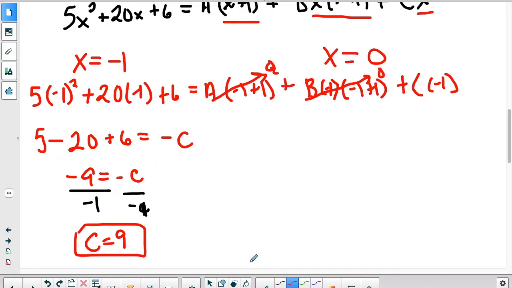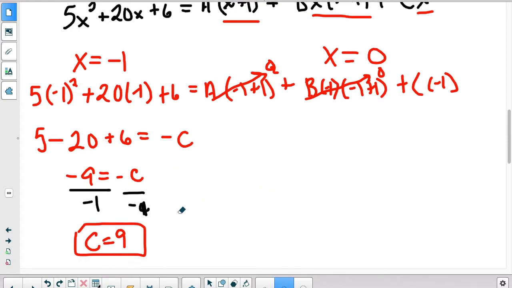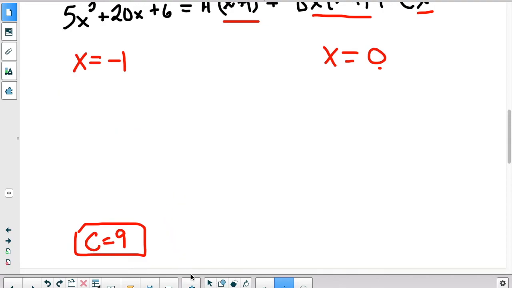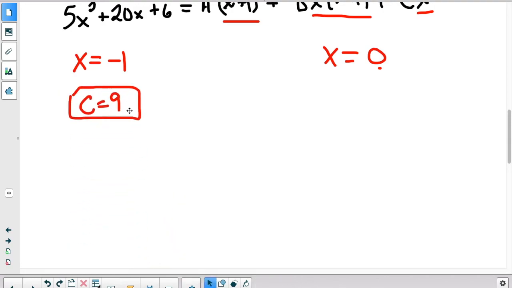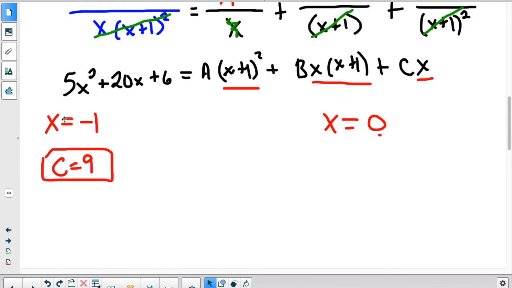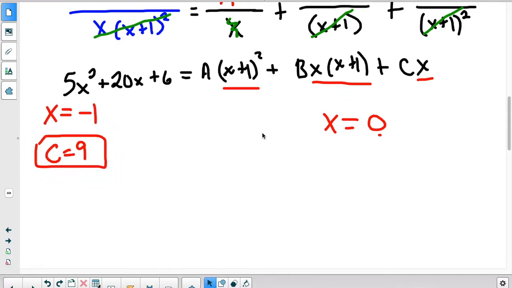And so we've solved for one of the values, our letters, and we found c is equal to 9. Now at this point here, I'm going to erase all this here except for what c is, because we're going to need space to do the other one. So we plugged in negative 1, we got c is equal to 9. Now at this point here, I'm going to use this for our next one here, because I know what the value of c is.